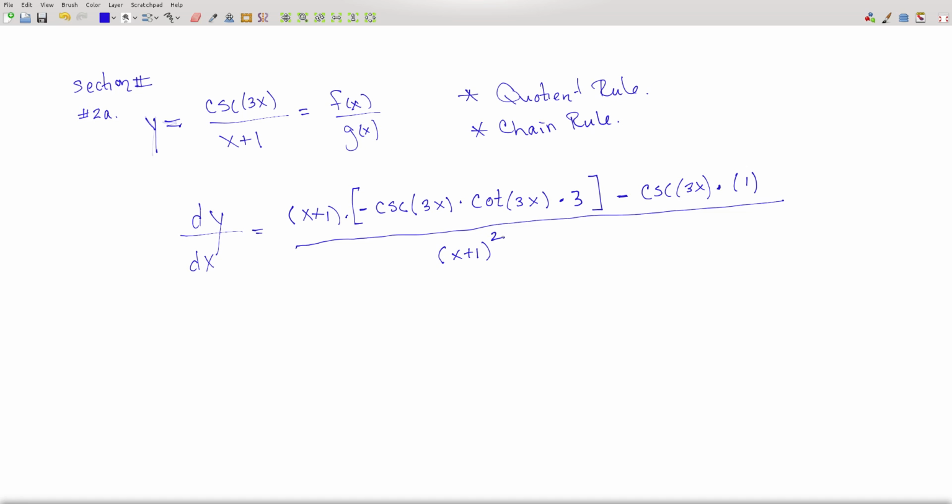I just applied the quotient rule, but in this part I had to multiply by 3 because I also had to take account of the chain rule.